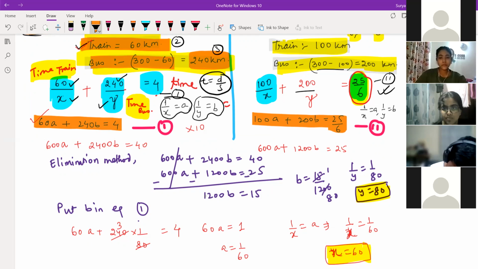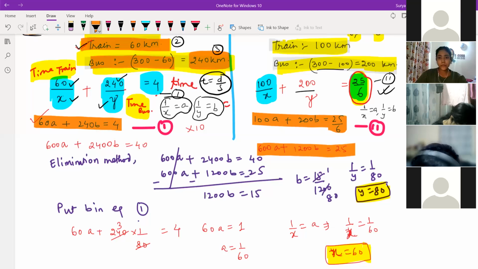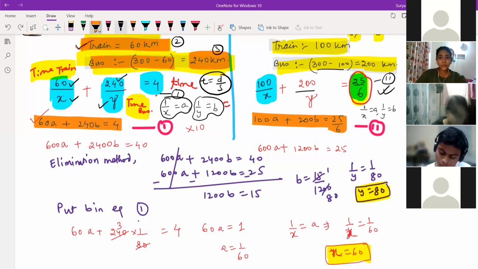Yes, sir. Is the second equation clear to you or not, Deepshika? Yes, sir. But here 25 by 6 is coming. So we can write 600a plus 200b is equal to 25. To make it, we just cross multiplied over here. We have done just cross multiplication, meaning 6 we have multiplied to the left hand side. Yes, sir. So here 600.